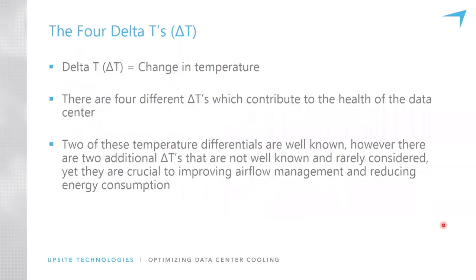Let's start talking about the 4 delta Ts. So delta T is an obvious concept. It's simply the change in air temperature. And if you ask somebody, what are the delta Ts in a computer room, it depends on what their background is what their response will be. So the obvious ones are the change in air temperature through the cooling units and the change in air temperature through the IT equipment. However, there are actually 2 more, and they're very important to understand because they can provide a lot of insight into the potential to optimize the computer room. So let's look at those.